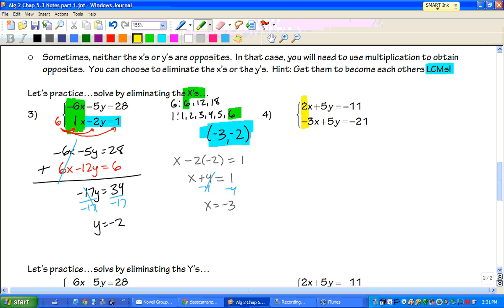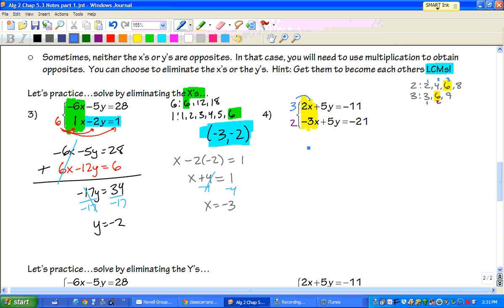Alrighty, let's do it again. So we want to cancel the x's. We talked about listing the multiples: 2, 4, 6, 8, 3, 6, 9. Okay, so the lowest common multiple is 6. So 2, I have to multiply that by 3. In the bottom, we have to multiply it by 2. Okay, since they're opposites already, that'll work out for us.